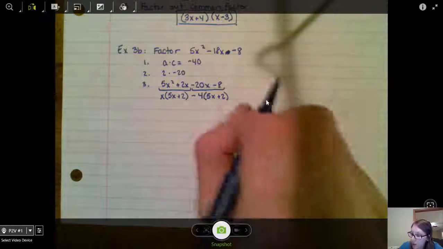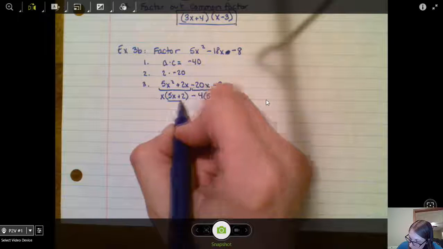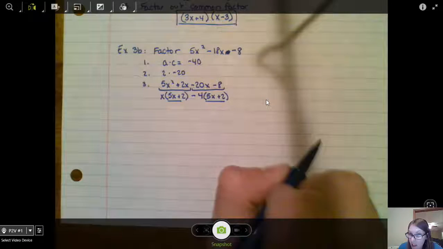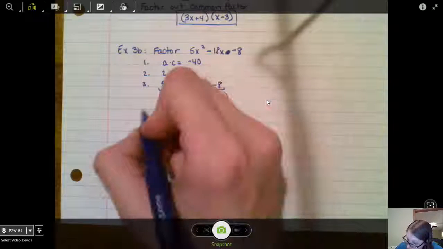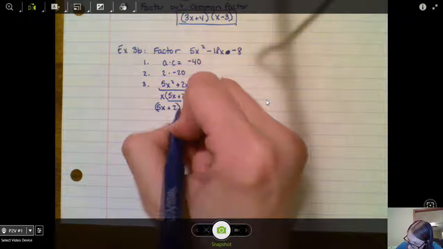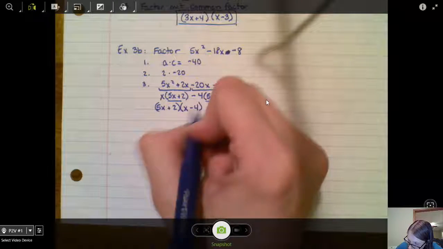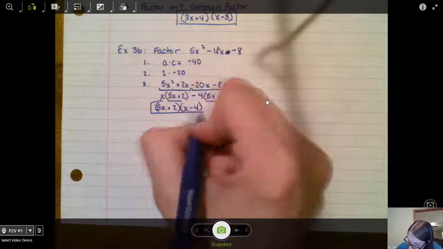And one thing to be careful with, I don't remember if I mentioned this in the first video, is that these two factors should be the same. If they're not, you messed up somewhere. We factor out our common factor here, 5x plus 2. x minus 4 is left over. That's my second factor. And we are done.